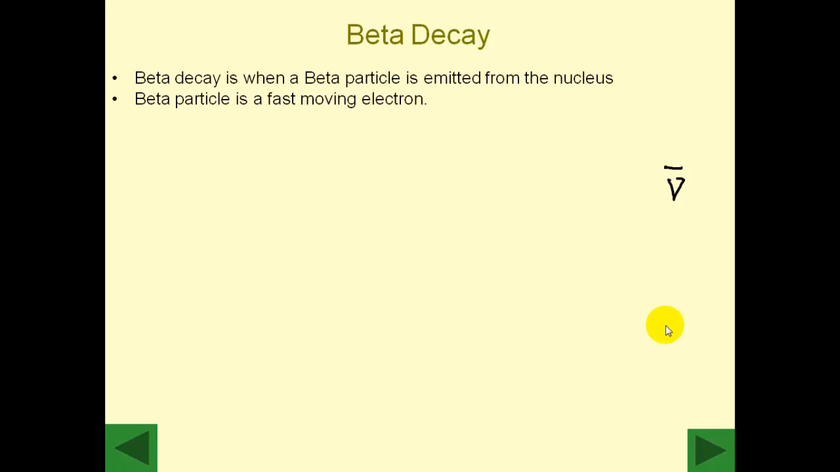Now beta particle, beta decay. Now we look at beta decay. Beta decay is when it emits a fast-moving electron from the nucleus. Now, we have a problem here. You do not get any new electrons in the nucleus. So how is it possible that an electron can come from the nucleus? Because this is nuclear decay.